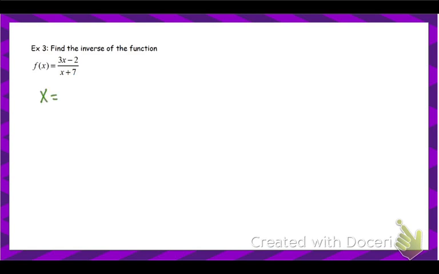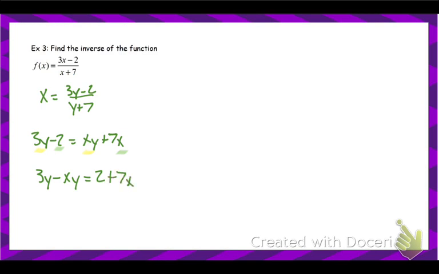So x is equal to 3y minus 2 over y plus 7. So what I'm going to do here is cross multiply. So 3y minus 2 is equal to xy plus 7x. Again, if I want to solve for y, I need to get all of my y's together. So I'm going to take everything that has a y and put it on one side. I'm going to take everything that doesn't have a y and move it to the other side. So 3y minus xy is equal to 2 plus 7x.